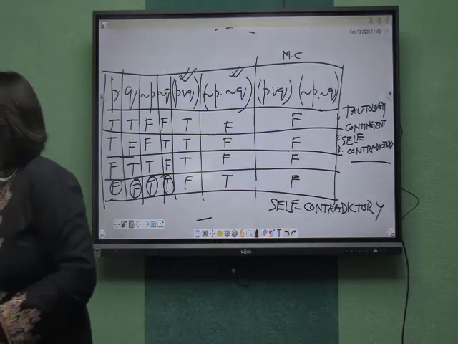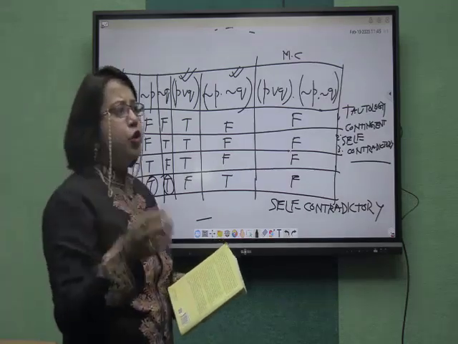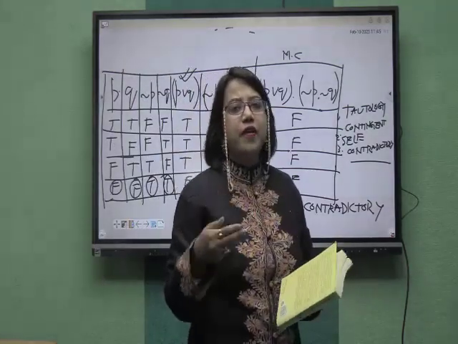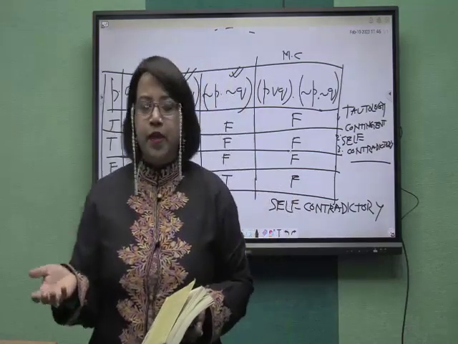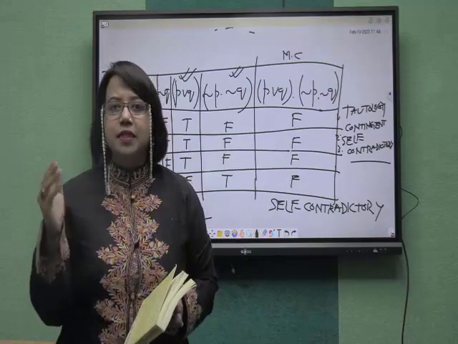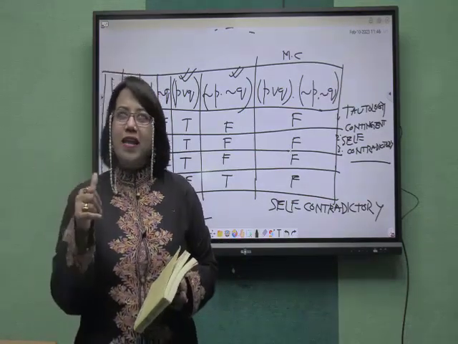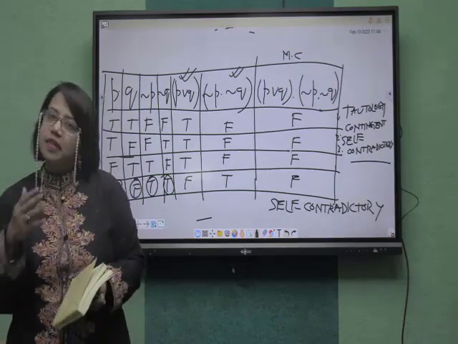So now we move on to the second bit of the lecture where we use the truth table for another very important function. What is the second function we are going to look at? We are going to use the truth table, like I said, as a decision procedure. One is we used it for deciding the nature of a given statement form. Is that the only function?